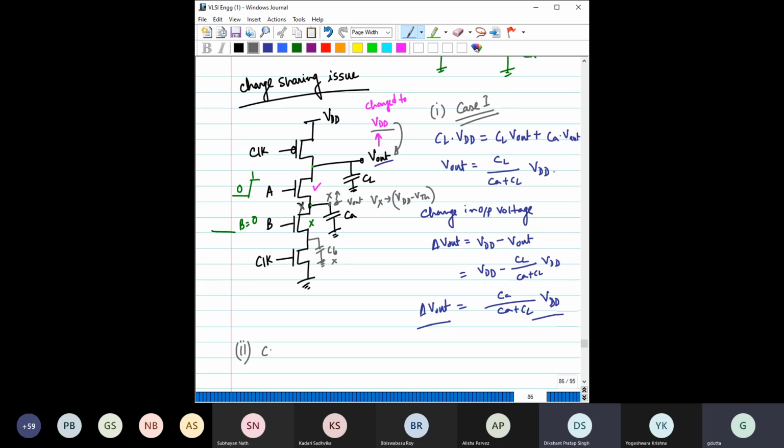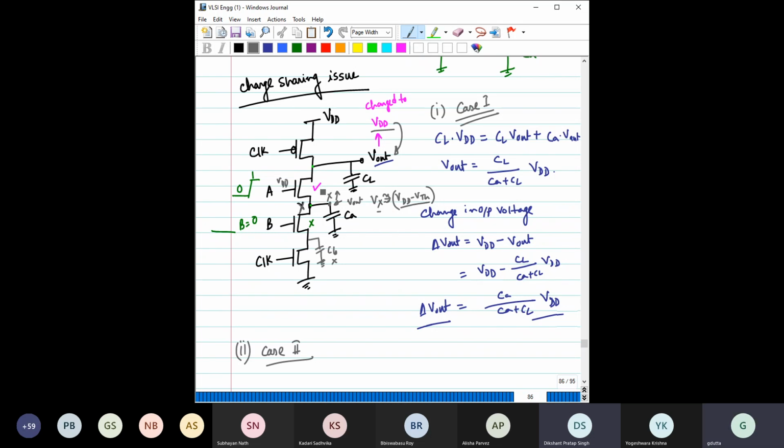Now consider the other case, where we are considering that CA is small. If CA is small, then due to this charge transfer, the rise of this Vx would be much faster, and at a certain point of time this Vx might reach close to VDD minus VTH. As soon as Vx reaches this point, this transistor would turn off, right? So once this transistor turns off, no further charge transfer can occur.